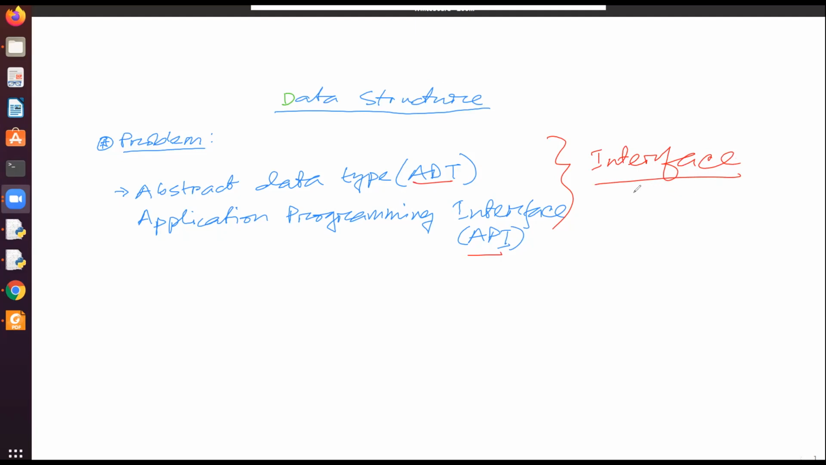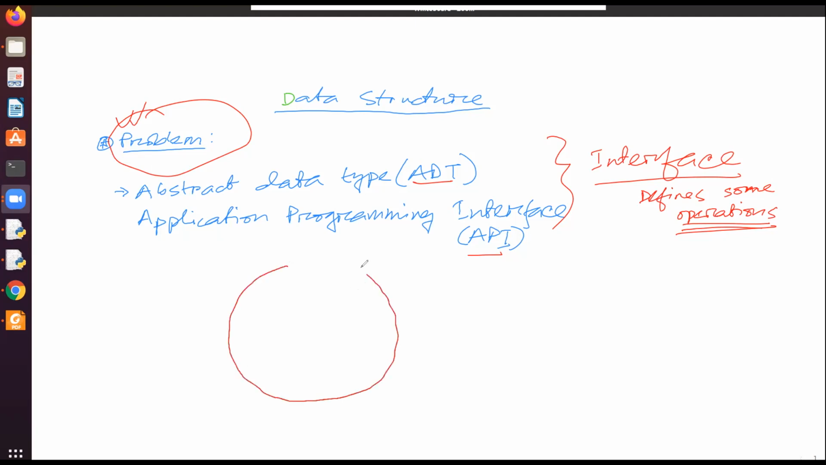Okay, so what the interface gives is that basically it defines some operations to solve a particular problem. So what are the operations by which we can solve the problem at hand? It is defined by the interface. Oftentimes we draw it like that. We draw a figure. Let me draw it.